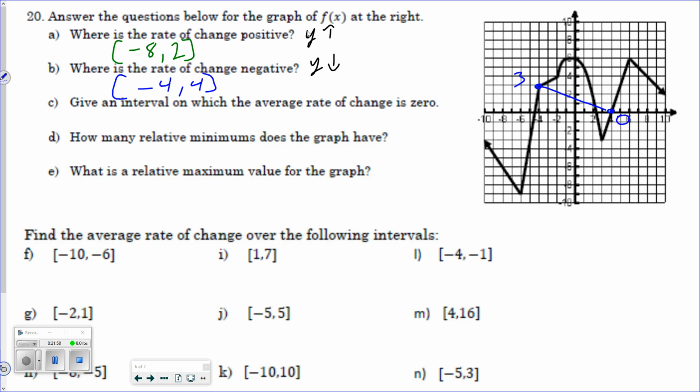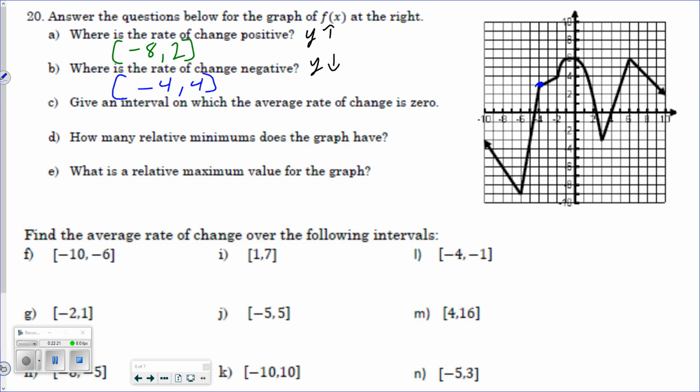So my y's decreased from the beginning to the end, and that's all that matters for rate of change. That's why the rate of change from -4 to 4 is negative. It's continuous, and at the same time, my y's decreased from -4 to 4. Give an interval in which the average rate of change is 0.